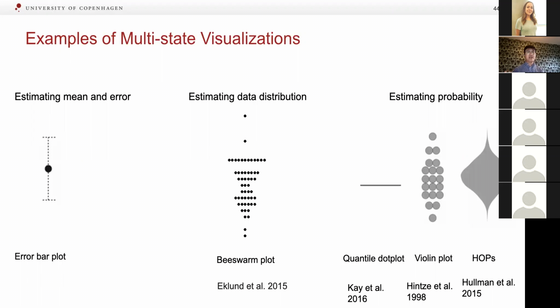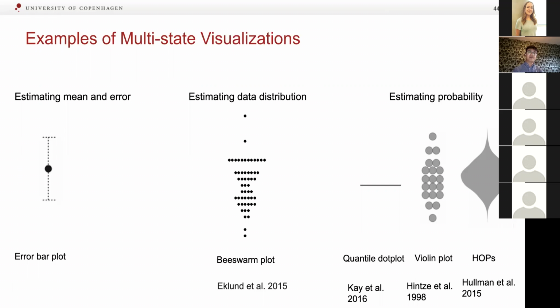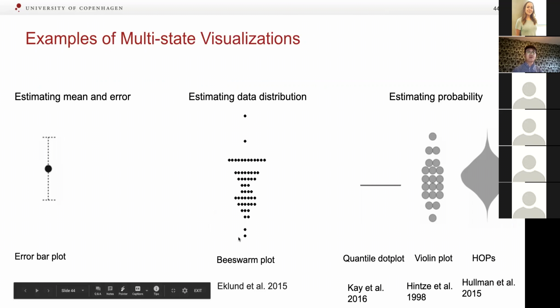And these 3 types of plots support different estimation tasks. For example, the error bar chart supports estimating mean and error, and this one plot facilitates estimating data distribution, and those 3 plots facilitate estimating probability. To demonstrate the viability of multi-state visualization, we designed several multi-state visualizations by pairing these charts together. Let me show you some of the examples.